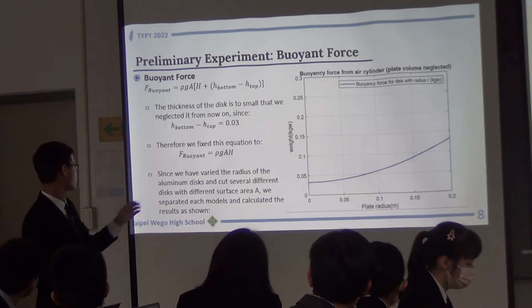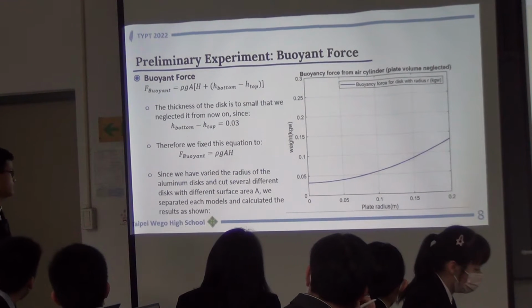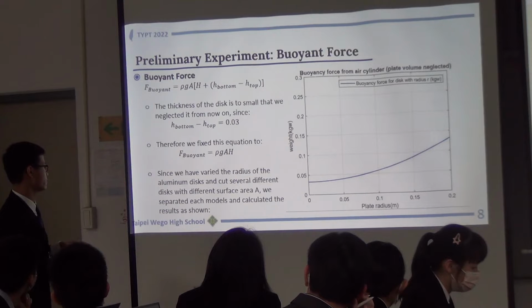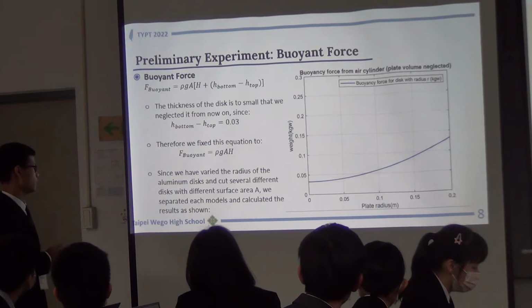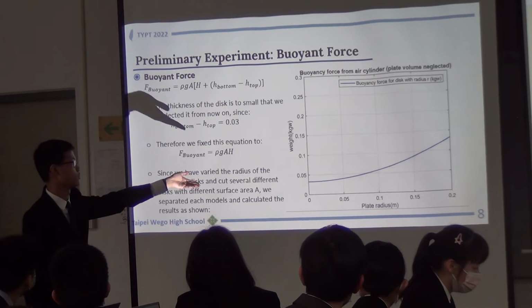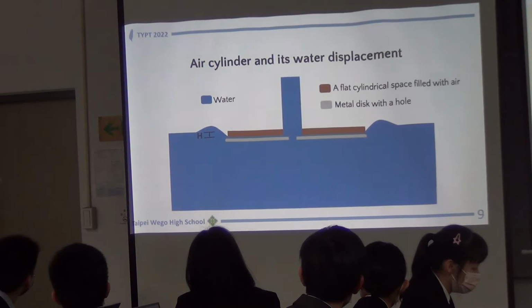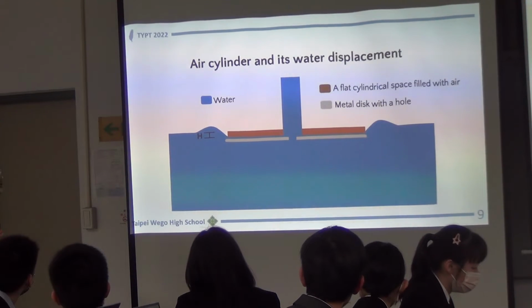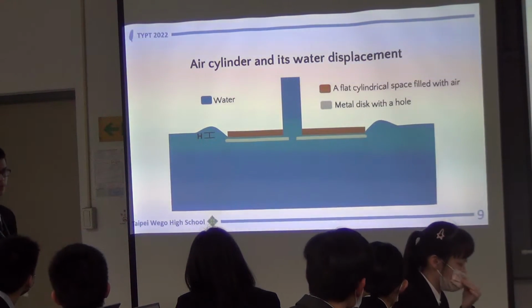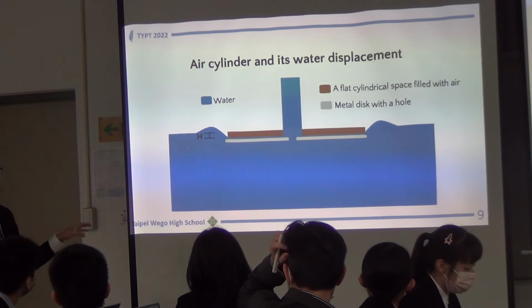Since we have varied the radius of the aluminum disc and cut several different discs with different surface areas, we separated each model and calculated the results as shown. Thanks. Another thing I want to mention is how we determine whether a plate will float or not.